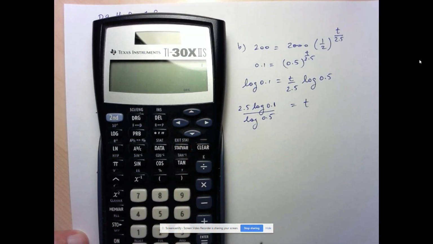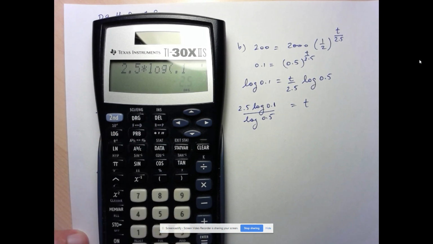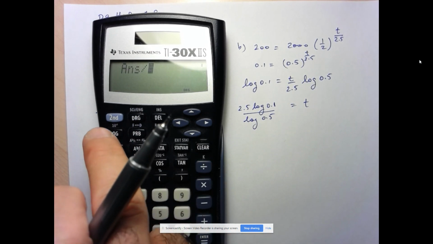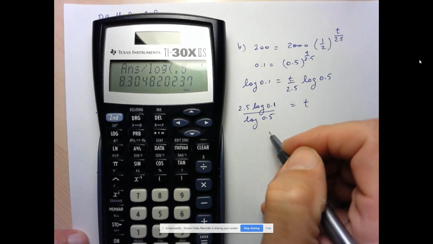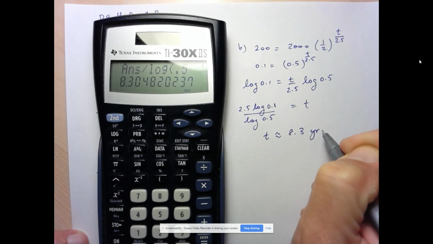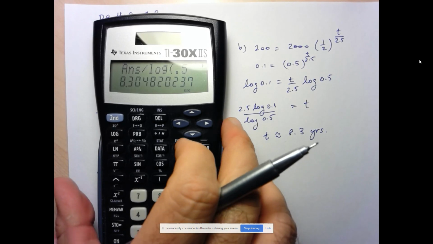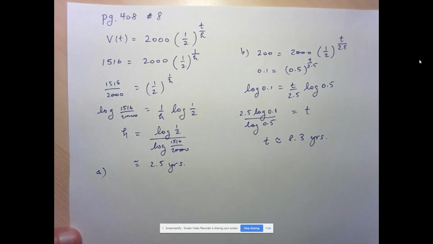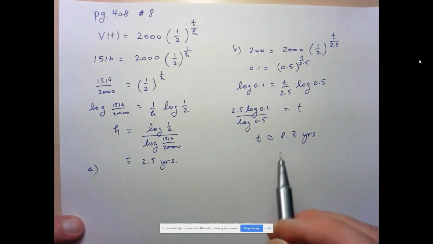So we've got 2.5 times log of 0.1, and that's divided by log of 0.5, and that's about 8.3. So the time it takes is about 8.3 years in order to get to 10% of the original value. So again, I'm not sure how reasonable that is for a computer. I would think it would get down to that value even sooner than that.